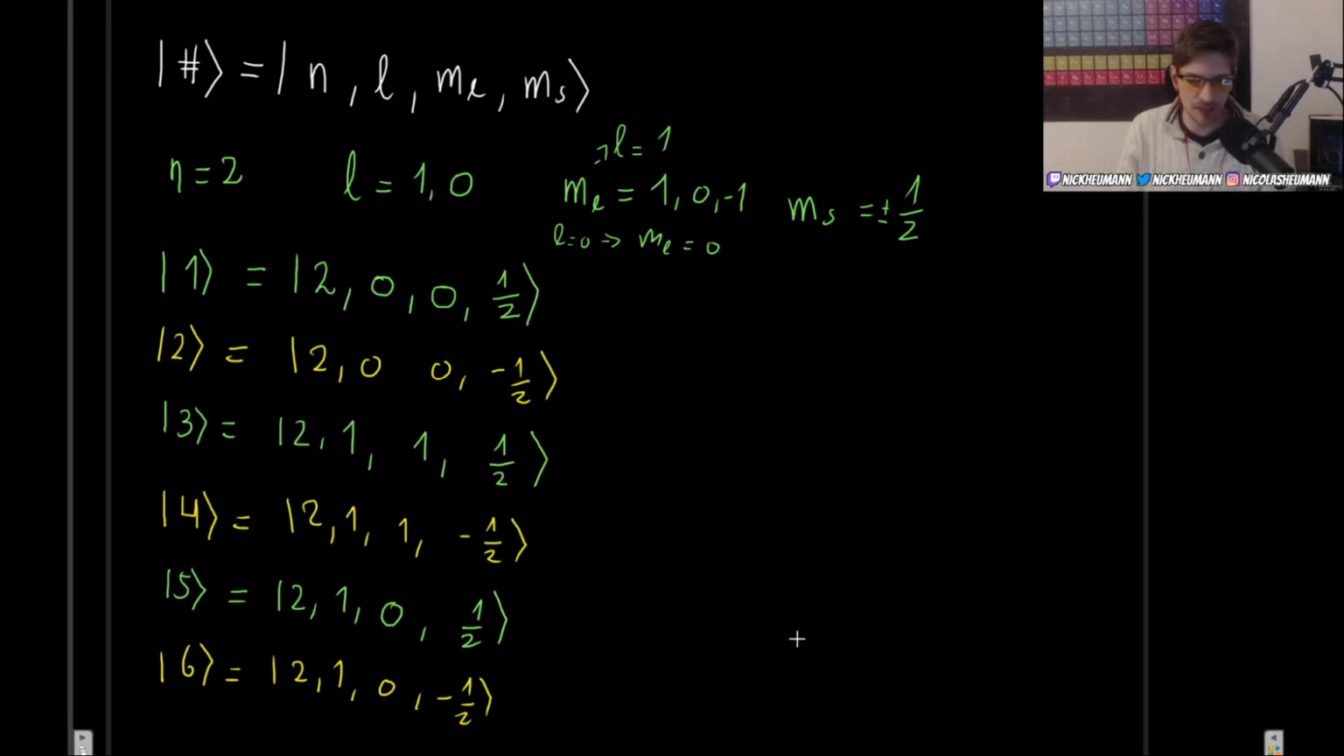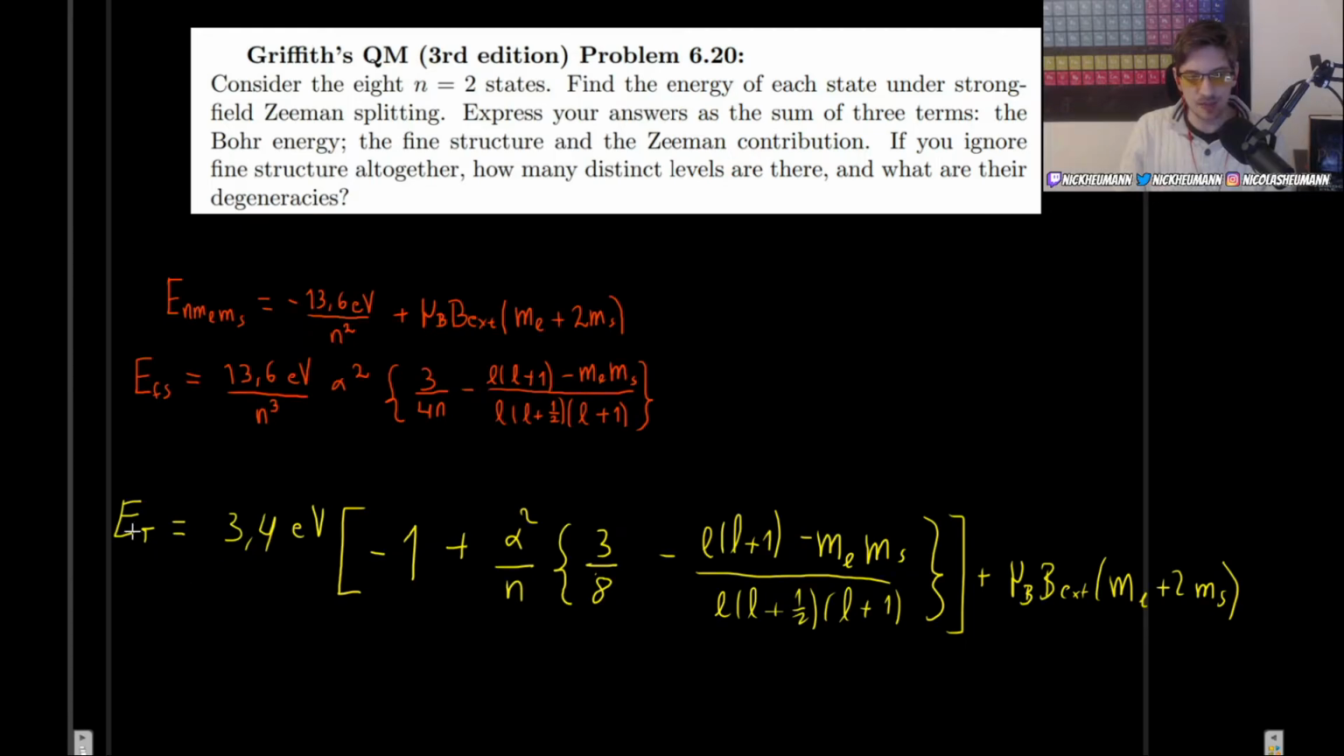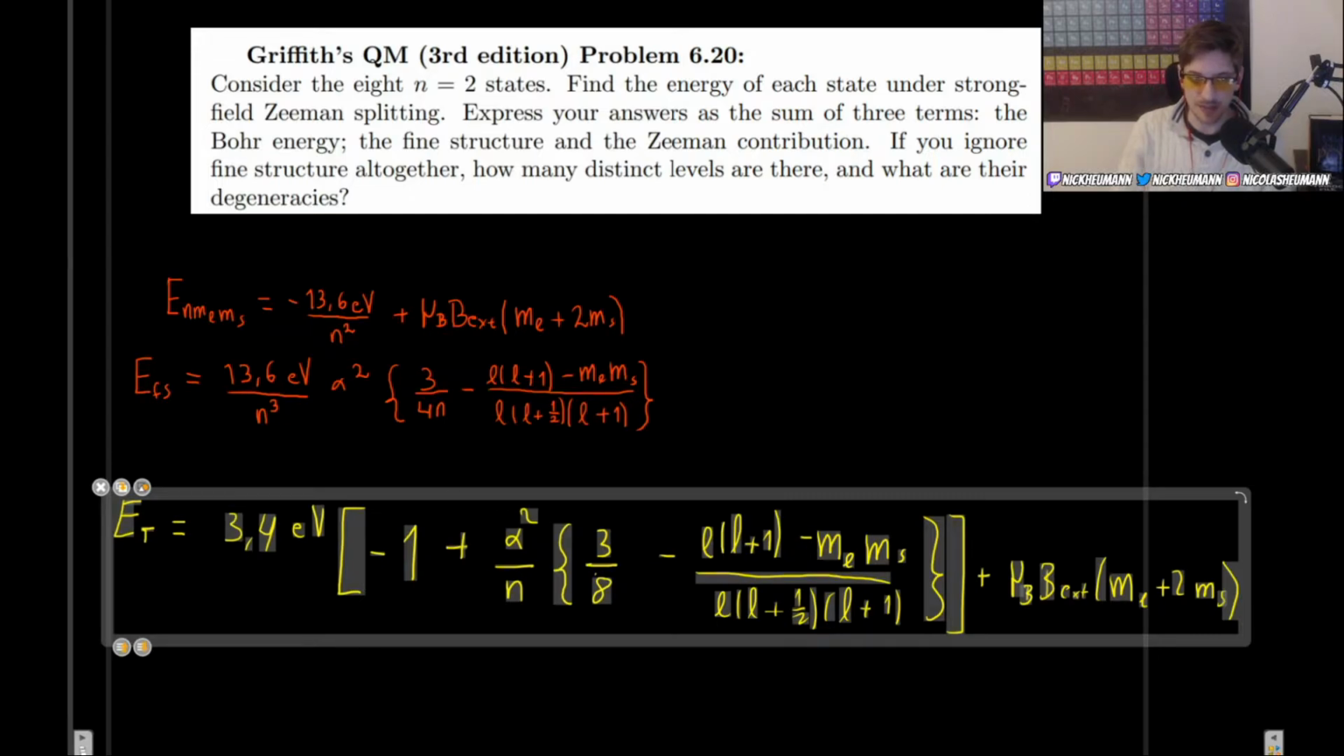Now I'm running out of space, so I'll continue to the right. Maybe let's change colors just to make sure that it's clear. And then we have state number 7, which is now going to be 2, 1, -1, so ml is -1, and 1/2. And finally, let's go for state number 8, which will be 2, 1, -1, and -1/2. Now, all we need to do is take each one of these states with their corresponding quantum numbers and plug them into this formula right here. And that's going to be the entire problem, basically.